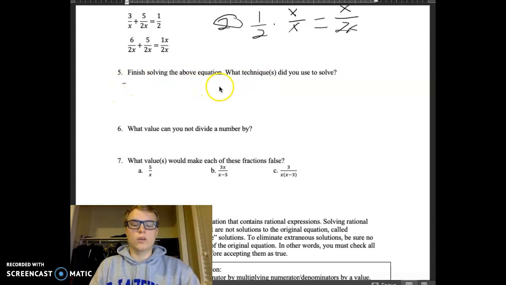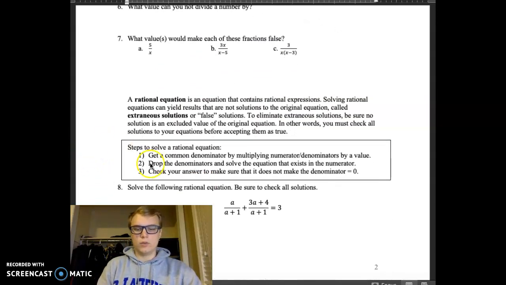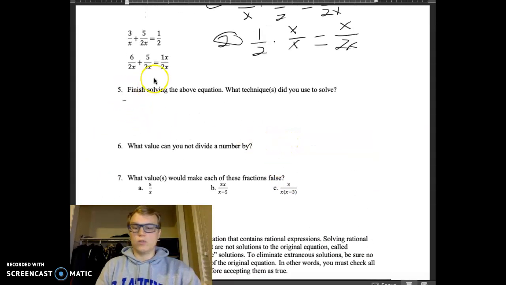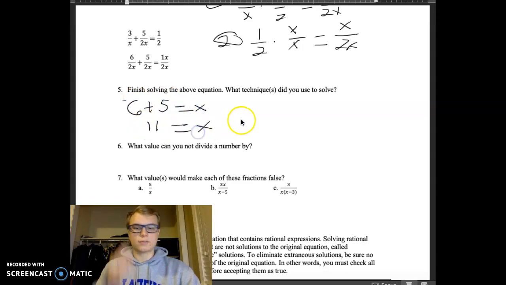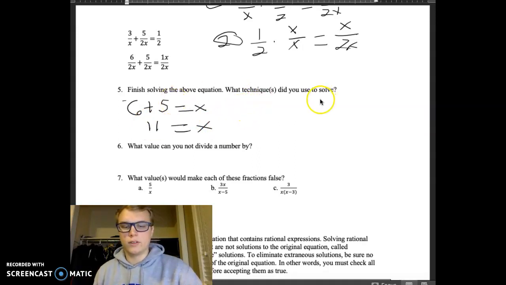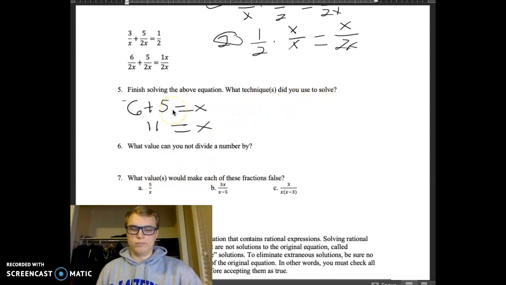Okay, so if we look ahead, we can see here in step 2 that we can drop the denominators and solve the equation that way. So we drop the denominators, and we get 6 plus 5 equals x, so we get 11 equals x. All right, so what technique do we use to solve? We drop the denominators and solve the numerators.